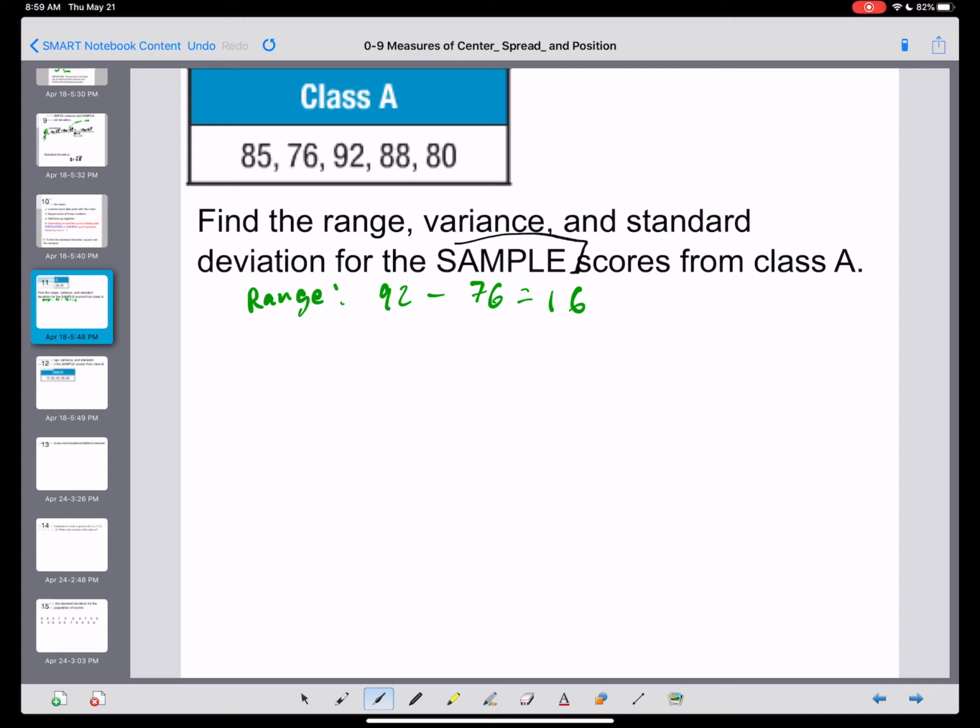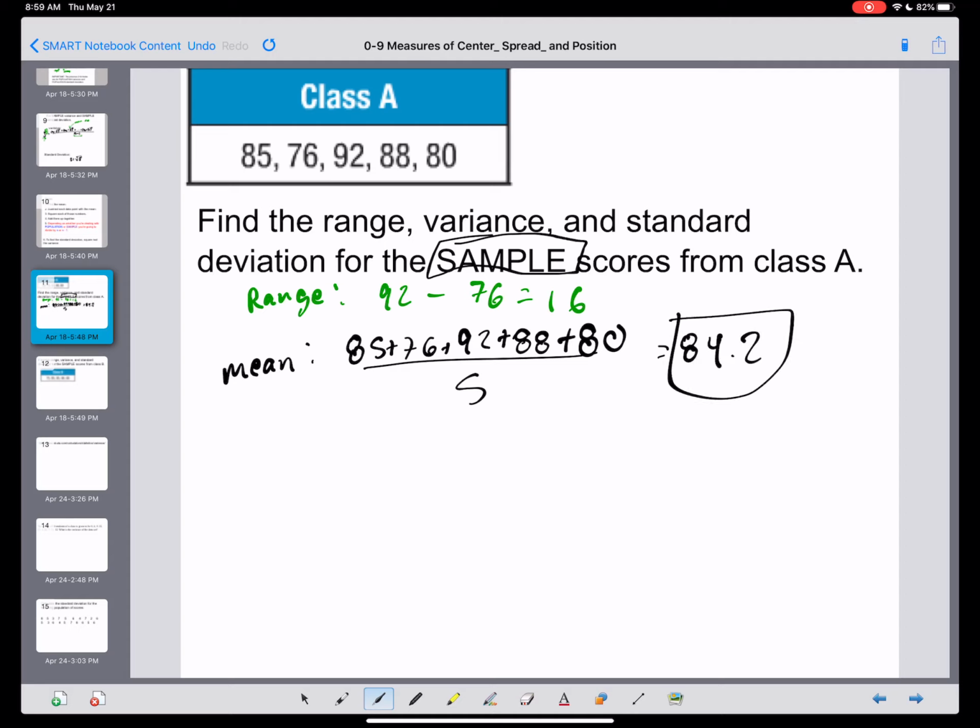Next, because I'm doing sample, I'm going to focus on S. I'm going to find the variance first. But to find the variance, I should find the mean. Mean by now you should know how to do. 85 plus 76 plus 92 plus 88 plus 80 divided by 5. Using my calculator, I get about 84.2. So that's my mean. I know it doesn't ask for mean, but you need the mean to find variance. Okay, let's do variance now.